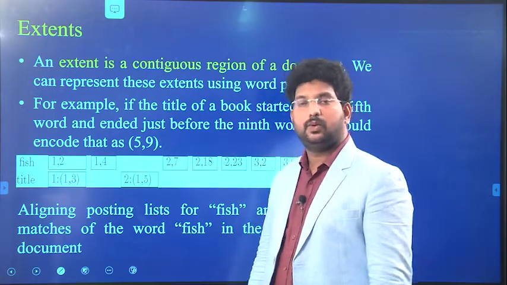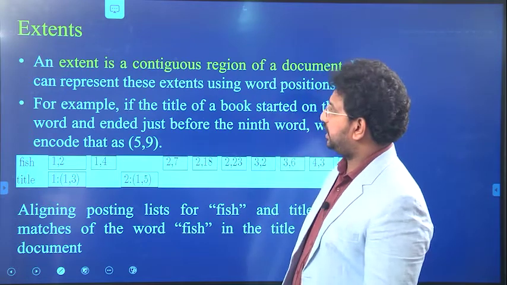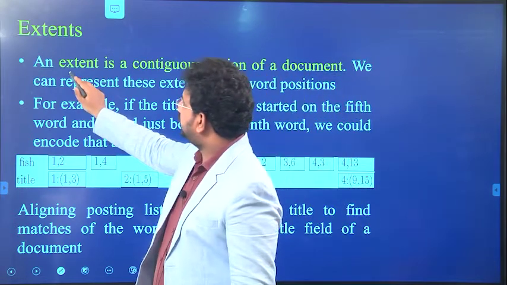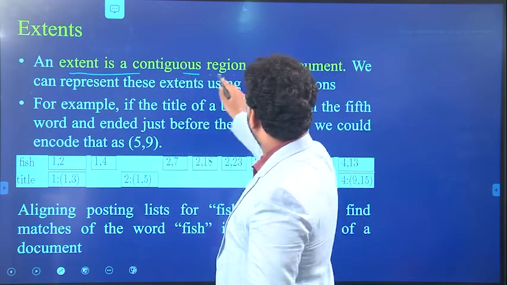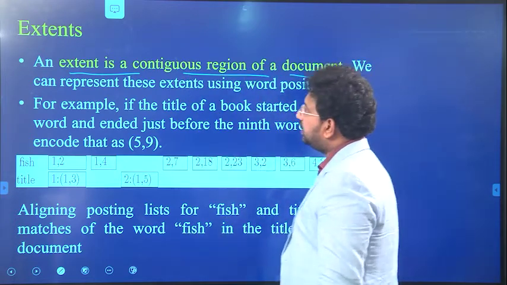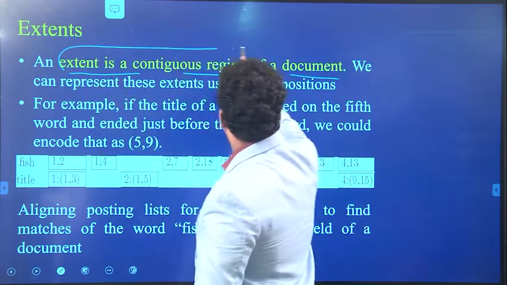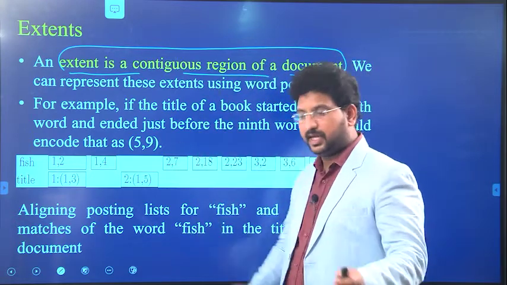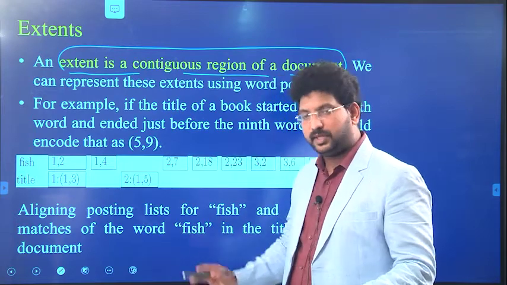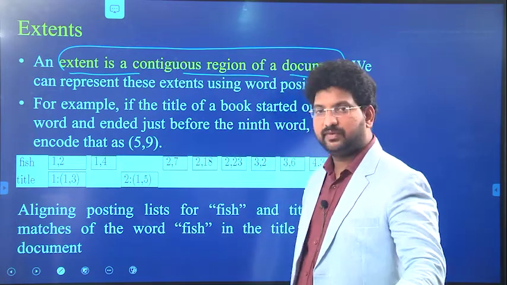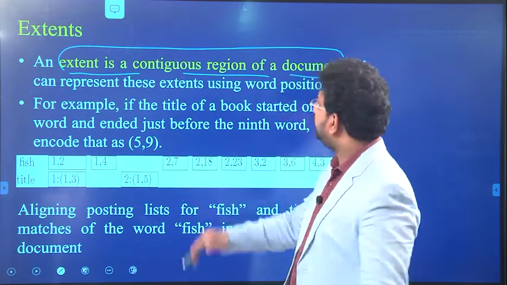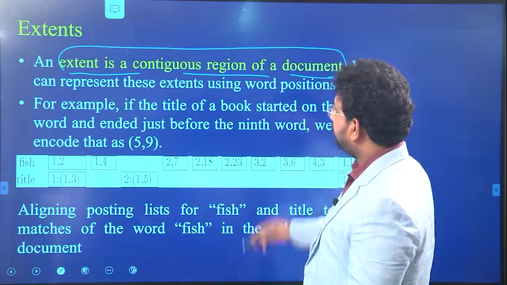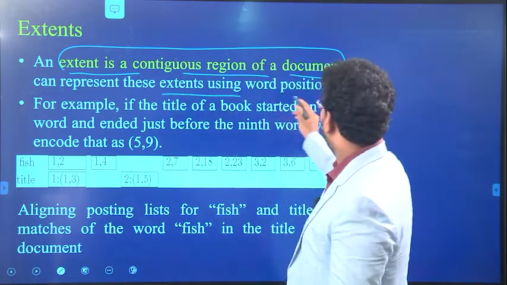We'll try to understand what an extent is. The definition: an extent is a contiguous region of a document. So the word itself has the meaning of a contiguous region. We can represent these extents using word positions.